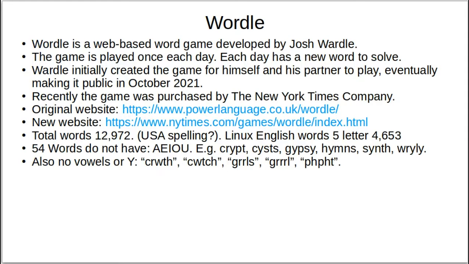54 words do not have A, E, I, O, or U. Some of them are pretty obvious because they've got a Y substituting as a replacement vowel. So you've got Crips and Cysts and Gypsy, Hymns. These are words that have got Ys in them. There were also some words I found with no vowels and no Y, and I don't know quite how to pronounce them. Like I said, he certainly had quite an extensive dictionary when he came up with these words.